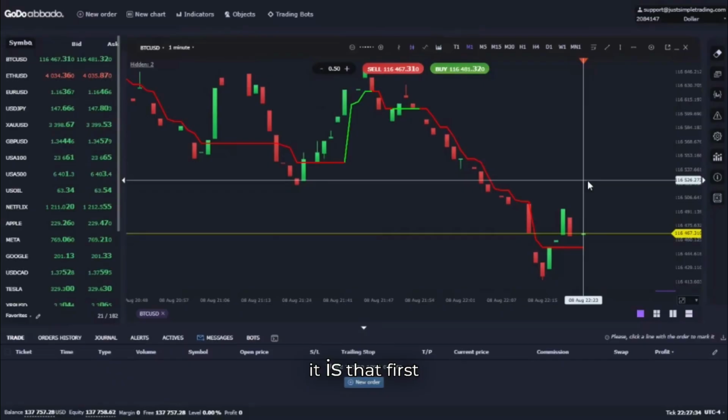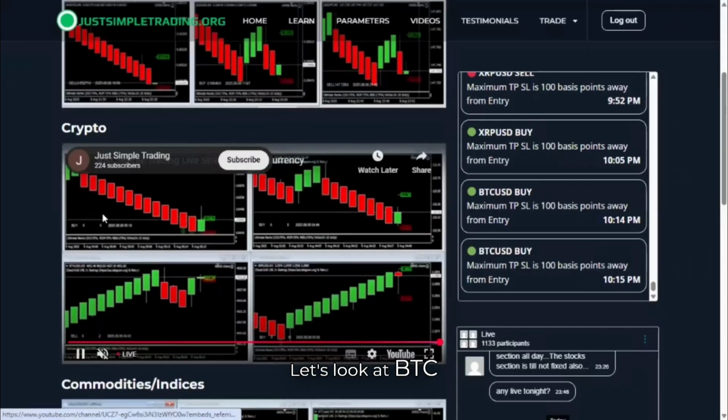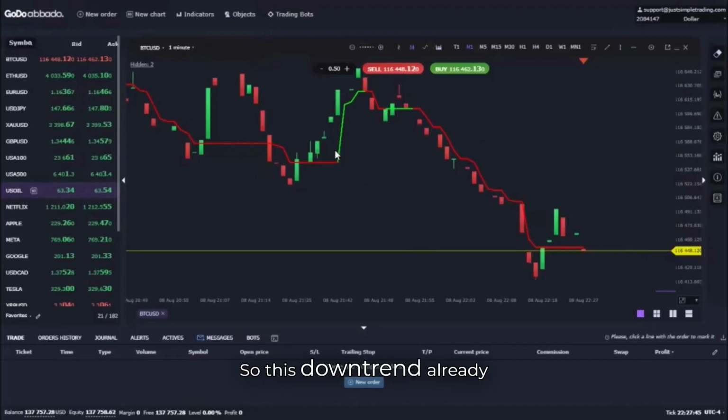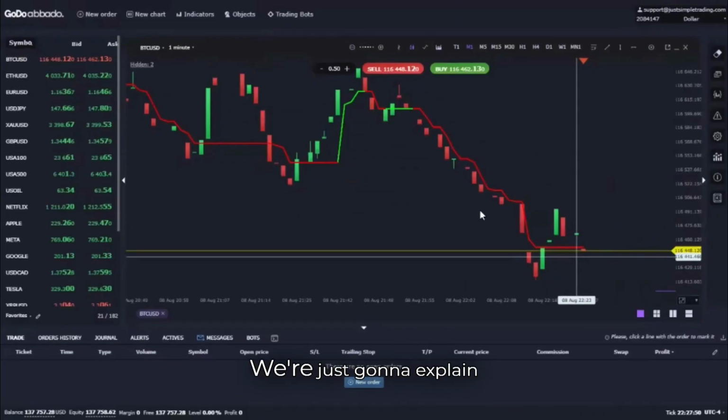Now, the way we do it is that first we look at the range bars. Let's look at BTC right here. This trade already happened. So this downtrend already happened somewhere. As you can see around here, it went down and now it's here. Now, with the dot signals, it's a buy right now, but we're not taking that. We're just going to explain tips and tricks with the range bars and the super trend.